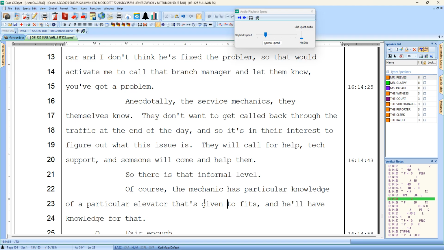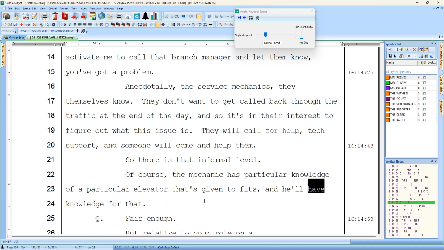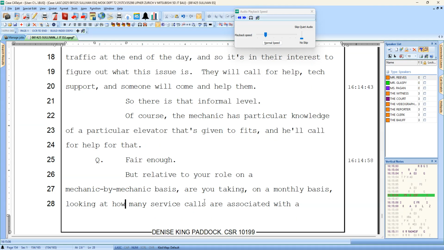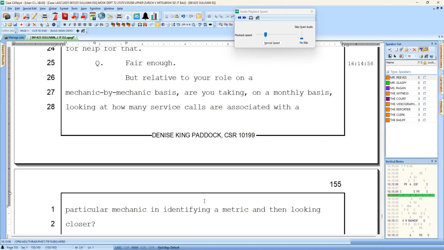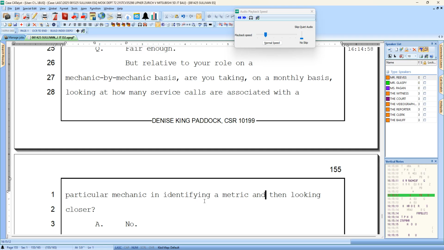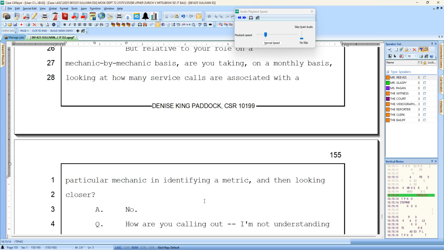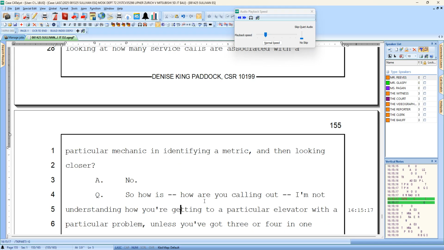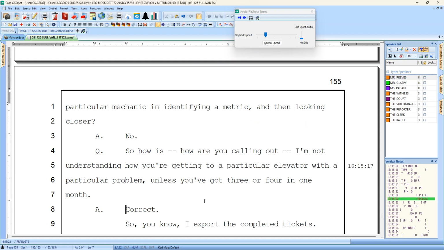Fair enough, but relative to your role on a mechanic by mechanic basis, are you taking on a monthly basis, looking at how many service calls are associated with a particular mechanic and identifying a metric and then looking closer? No. So how are you calling out relative? I'm not understanding how you're getting to a particular elevator with a problem unless you've got 3 or 4 in 1 month.